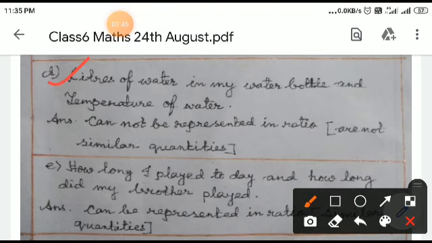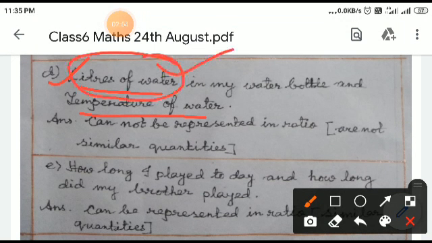Part number D. Liters of water in my water bottle and temperature of water. Liters of water, that is the quantity of water, which has the unit liter. And temperature of water: we can measure temperature in degree Celsius or degree Fahrenheit. So their units are also different. Liter and degree Celsius or degree Fahrenheit are different. So they are not similar quantities. They cannot be represented in ratio.